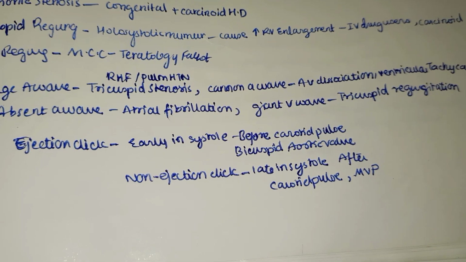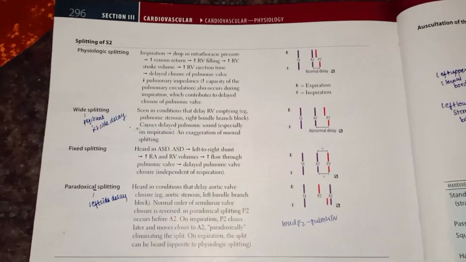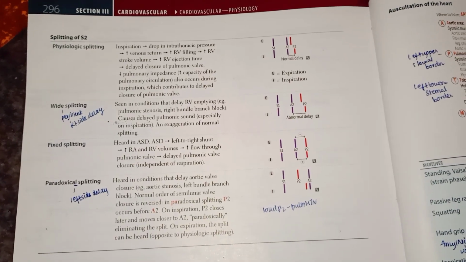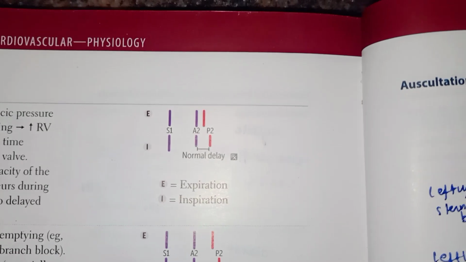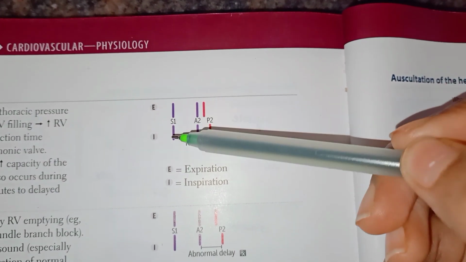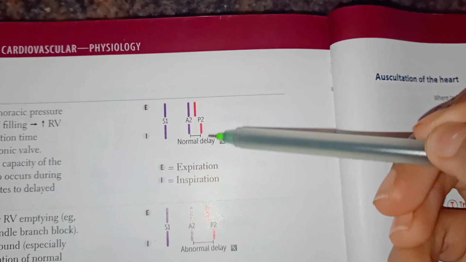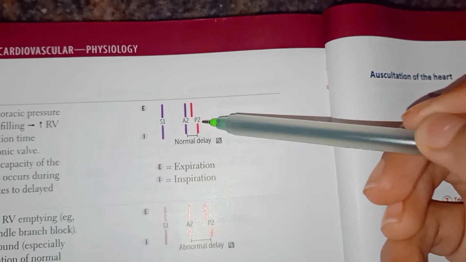Next we'll continue with other topic. Let's continue with splitting of S2. So here first we need to try to understand this diagram. You can see this purple color, this is representing S1, and S2 is actually split into two parts, A2 and P2.